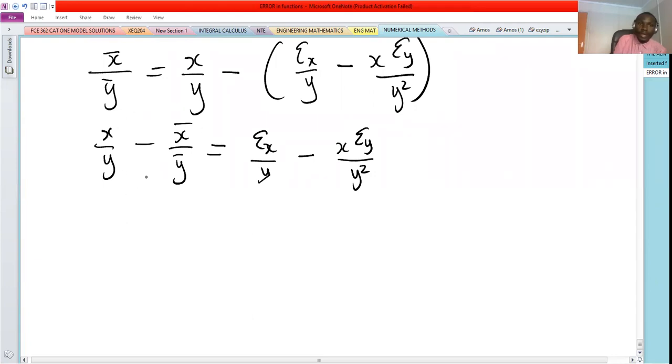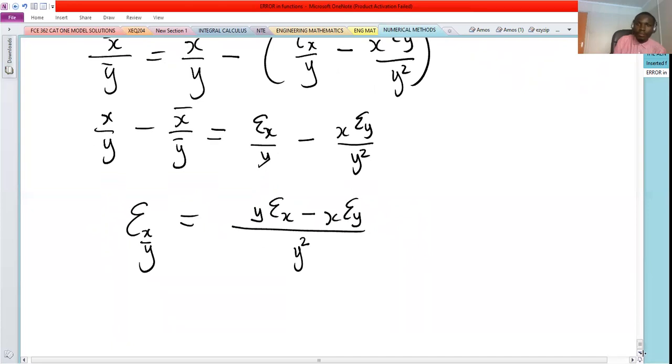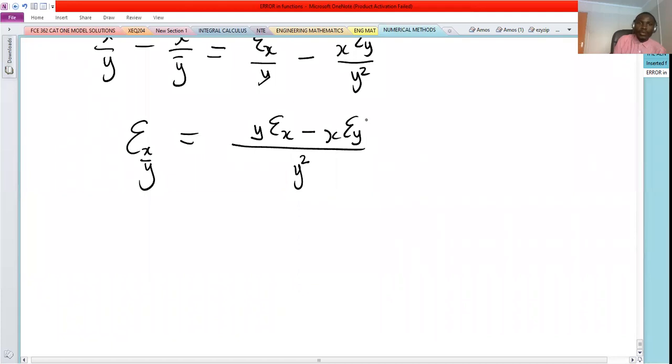So this is just the error in the quotient x over y, because this is the true value, this is the approximate value. So error in the quotient x over y. So we can put under one LCM, we have y squared, and then we'll have y error in x minus x error in y. So this is the formula for the error in the quotient of x and y.